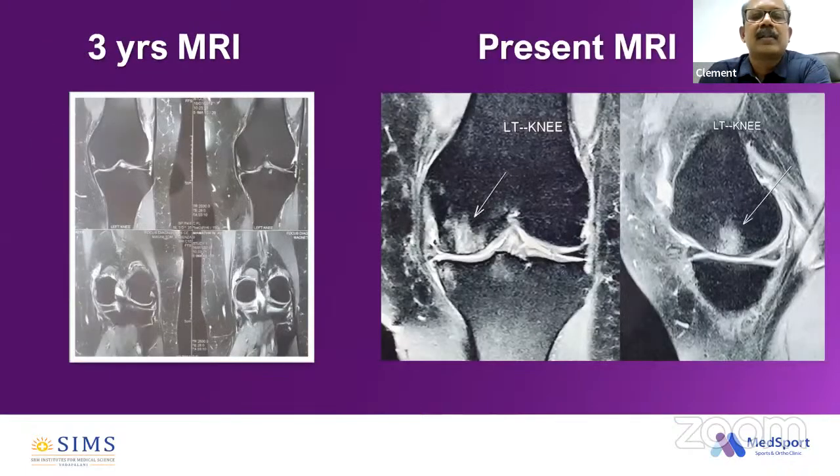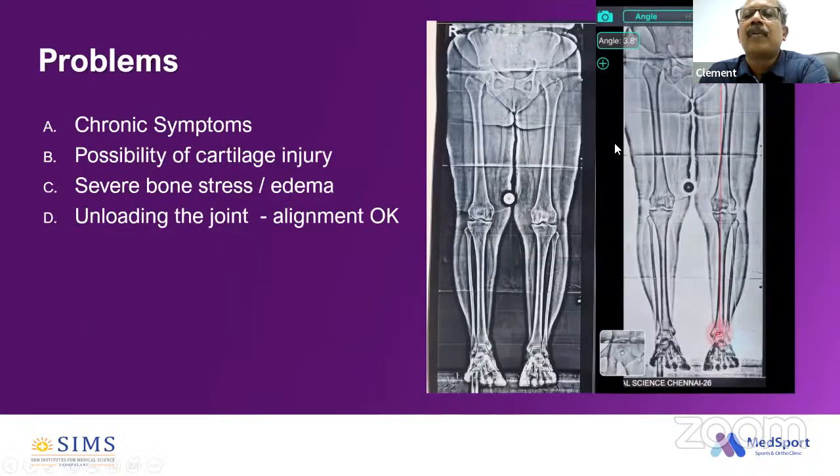So let's go to the next slide. Once again, same lesions seen in different sections. So here we have a situation of chronic symptoms. There is a possible cartilage injury, severe bone stress edema, and we have to consider whether unloading the joint should be okay. So we got a proper scanogram here with the magnification marker. And here you can see the weight bearing line on the left side, which is falling 10 millimeters from the medial, from the center of the joint.